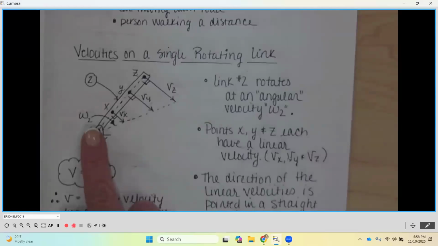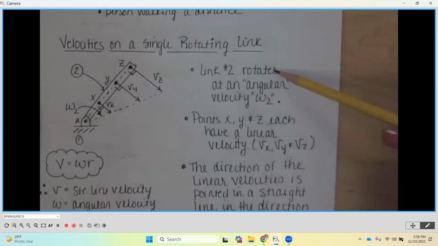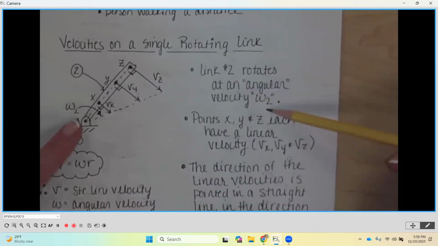That's going to coincide and go along with whatever we label the link as. Does that make sense? Okay. All right. So link 2 rotates at an angular velocity of W2. So that's going to be our symbol for that.